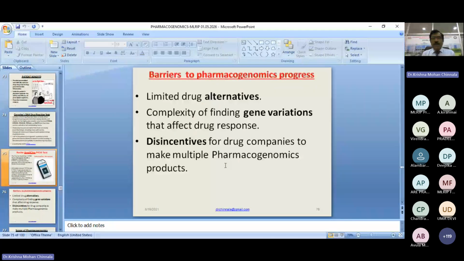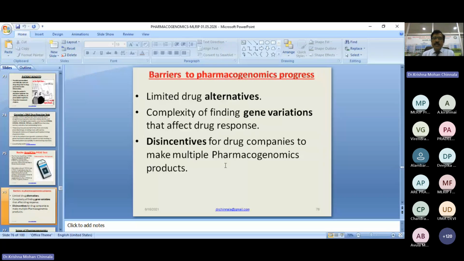So the barriers for pharmacogenomic progress: limited drug alternatives are available, like trastuzumab we discussed. Okay, even though it is not producing 100% efficacy, if it is producing 60 or 70%, and no alternative is there for the drug, it is inevitable to use trastuzumab in, like, breast cancer in women. Okay, that is the barrier for pharmacogenomic progress, right?